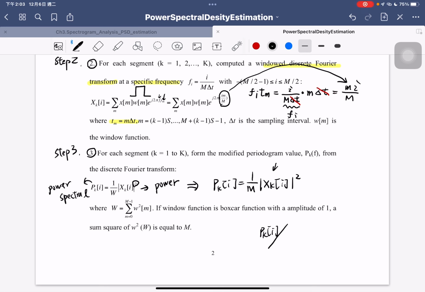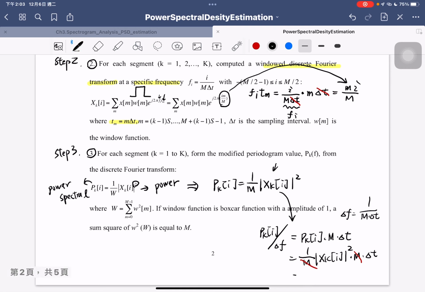P_k of frequency divided by the delta F, but the delta F here is 1 over N multiplied by delta T. So that equals P_k of frequency multiplied by N and multiplied by delta T. Then you put the P_k of frequency in here, so you have 1 over N and the power multiplied by N multiplied by delta T, and you can cancel out the capital N. So finally, the power spectrum density will equal to X_k of frequency multiplied by delta T. This is our power spectrum density, but only for one segment.